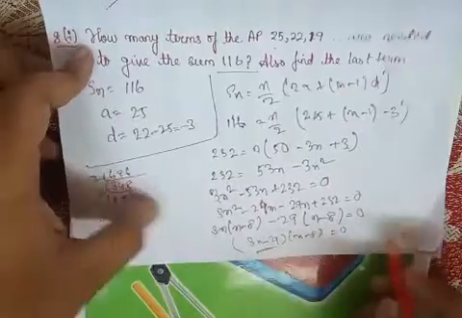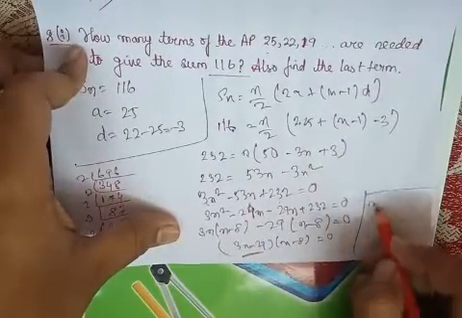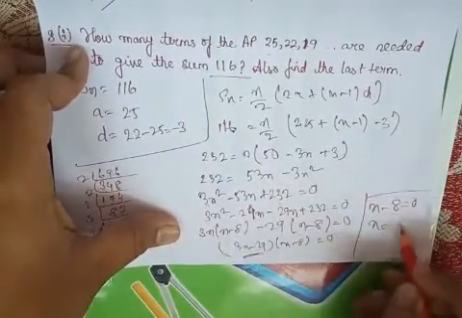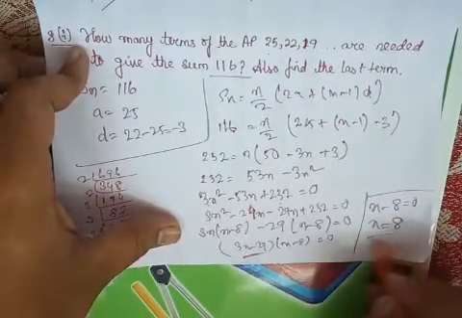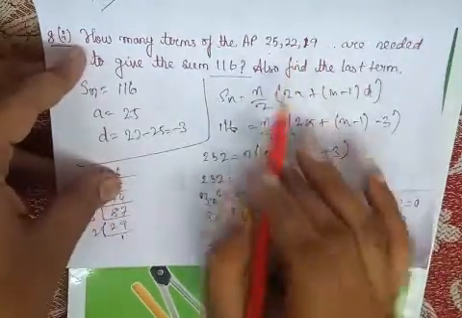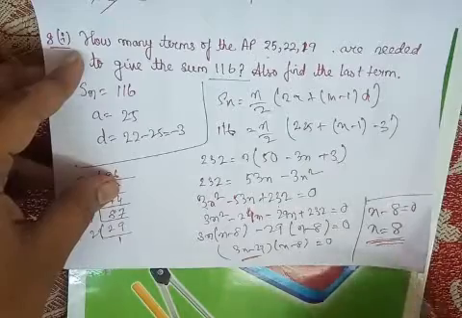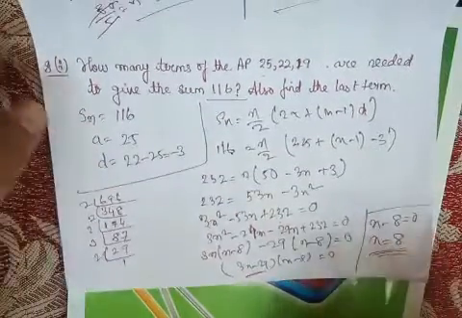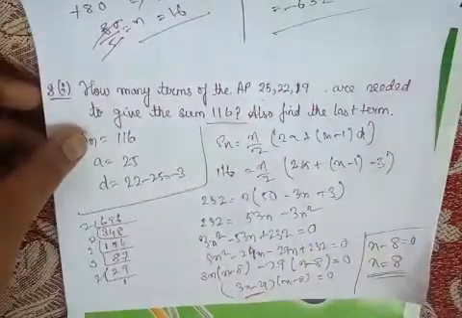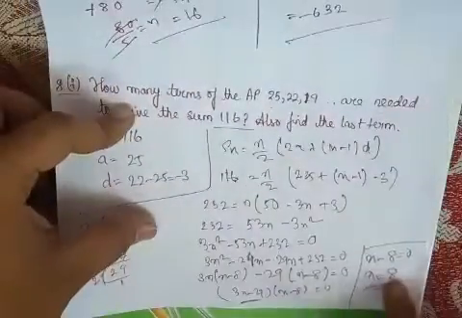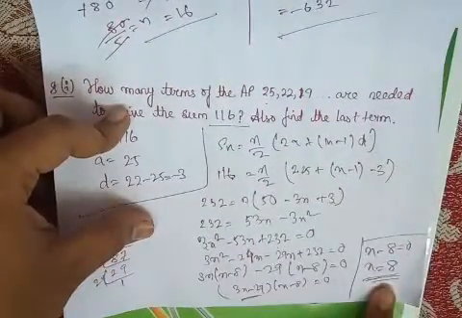3n minus 29 is not possible, so we take n minus 8 is equal to 0, so n is equal to 8. So we got the number of terms of this series, that was n, which was 8. Now we need to find out what actually was the last term. Okay, so the last term number was 8. Let's find out the last term.